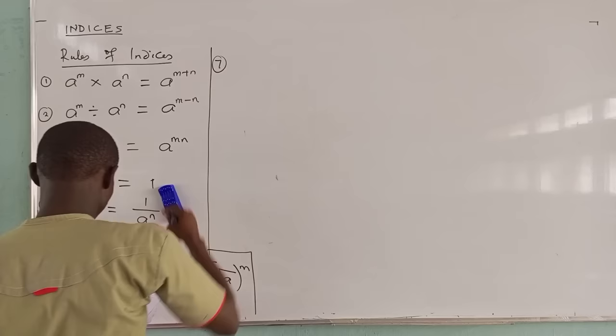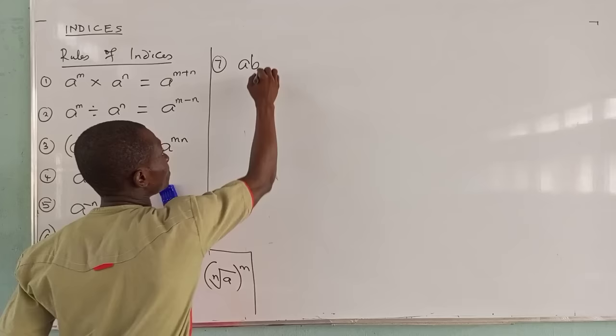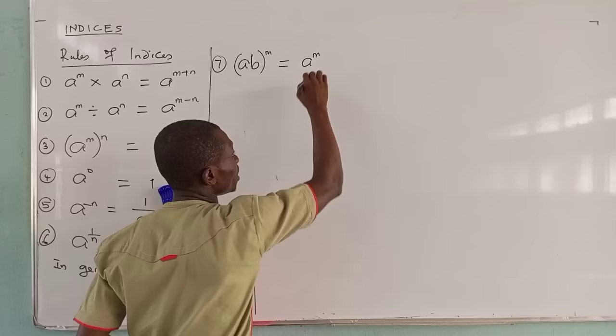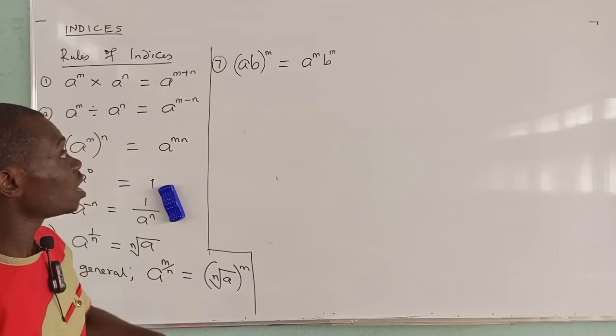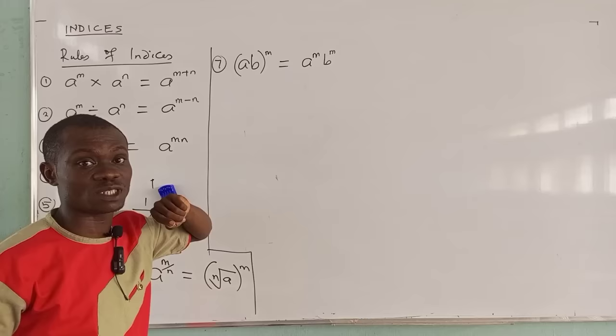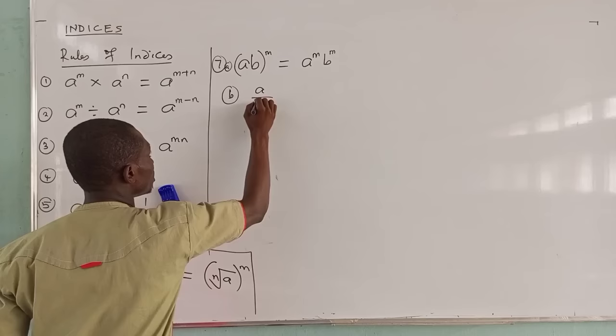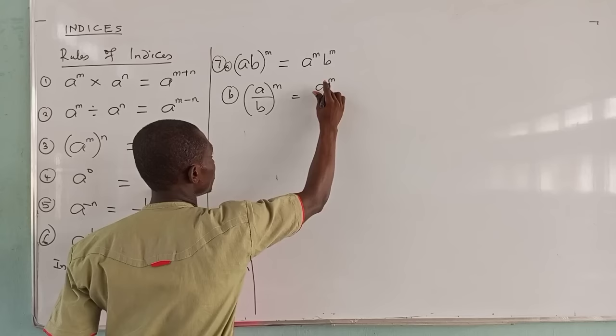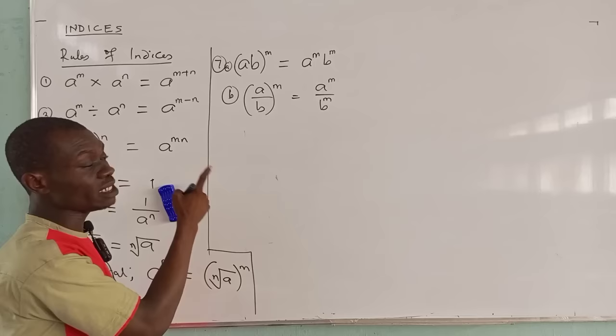Okay, so the seventh one that we are going to see here says that if I have the multiplication of a and b raised to the power of m, this is the same thing as a raised to the power m times b raised to the power m. That means the power is distributive on multiplication. It can distribute on anything multiplying themselves. And this can actually be in two places. I can say the second part is division. It is also distributive on division. That means this is going to give me a raised to the power m all over b raised to the power m.